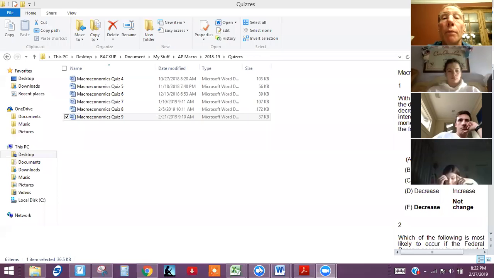So if the discount rate goes up, let's think about this. If the discount rate goes up, let me go back to sharing again. But first, let me minimize. Just give me 1 second here. I don't want that to show. Okay, share.